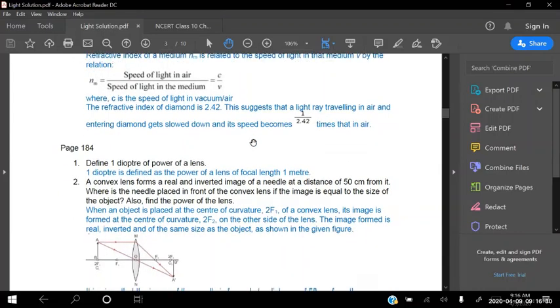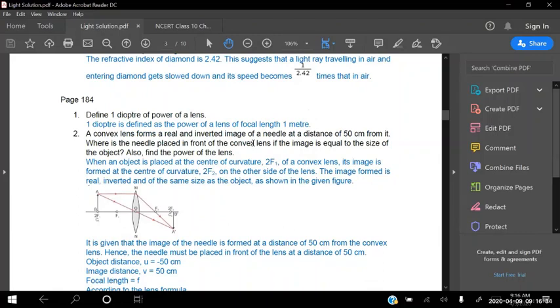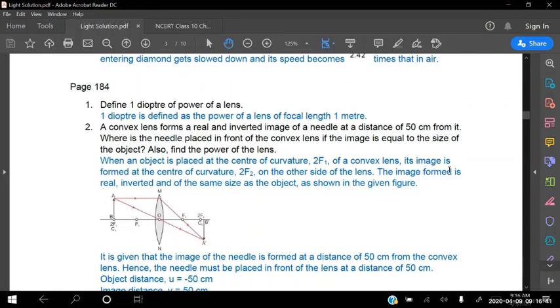Then define one diopter of the power of a lens. One diopter is defined as, it's page number 184. Diopter is defined as the power of a lens whose focal length is 1 meter. You can even write the formula 1 upon 1 meter after writing the definition.